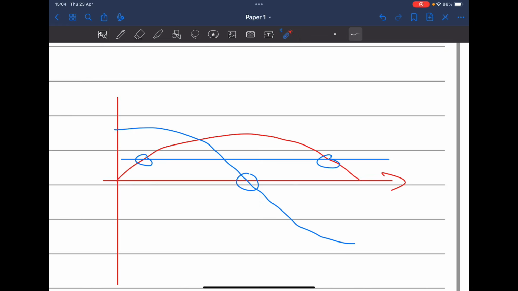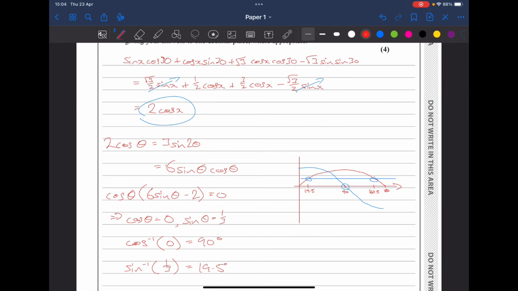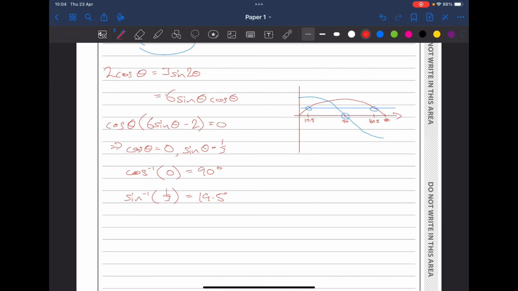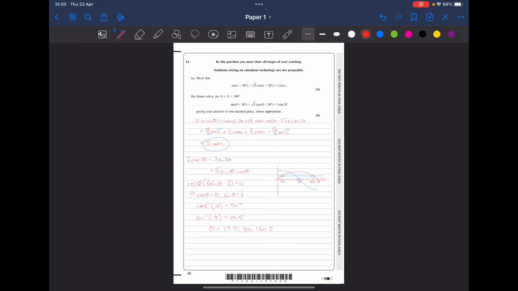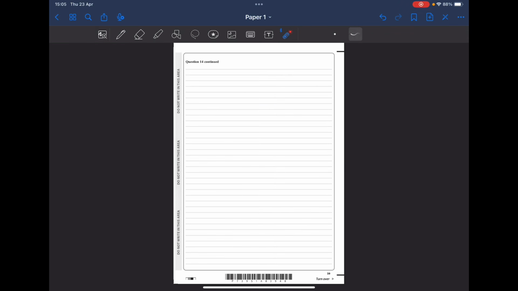Then we use the symmetry. So you can see this here is 19.5. So this being 180 over there, the gap size is the same. Do you know what I mean? It's all symmetrical. So this is going to be 160.5. And this middle one is just the 90 degrees. So we have those three answers. Theta will be 19.5, 90, or 160.5. That looks good. That's 14 done.